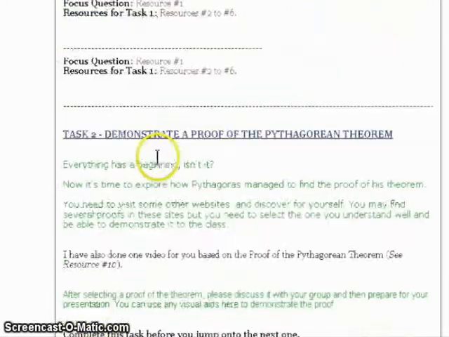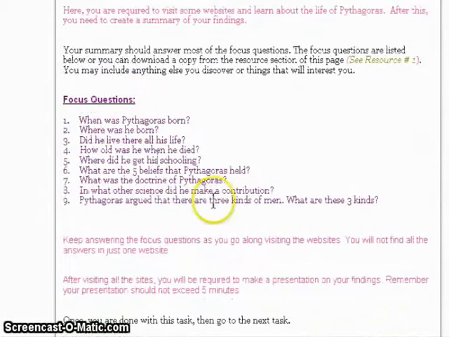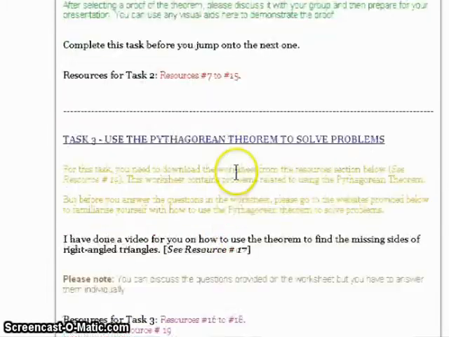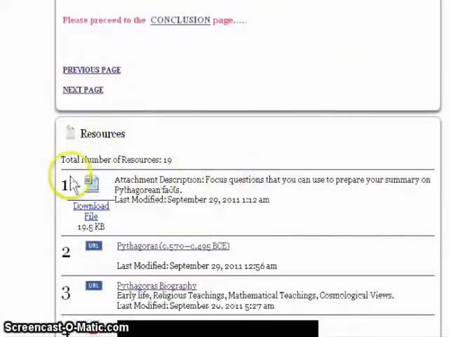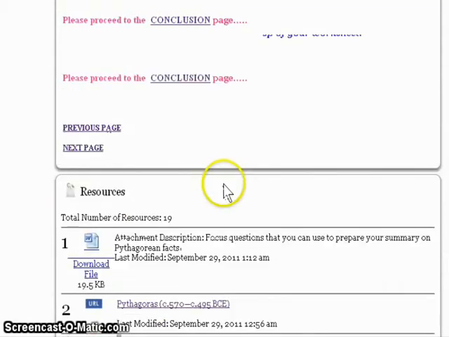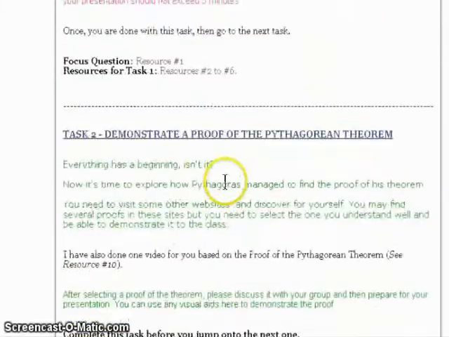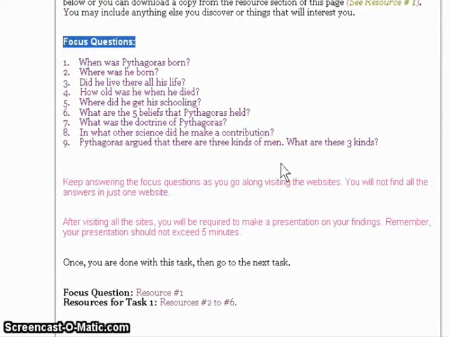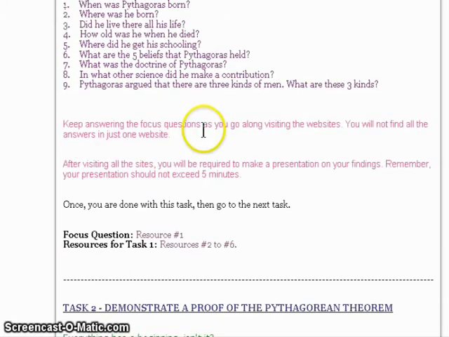While going through these resources, the learners can answer the focus questions provided under the task description, or they can download a copy containing the same questions attached as resource number 1. These questions will help them to prepare a summary for their presentation. They can include any other interesting facts which are not part of the focus questions.